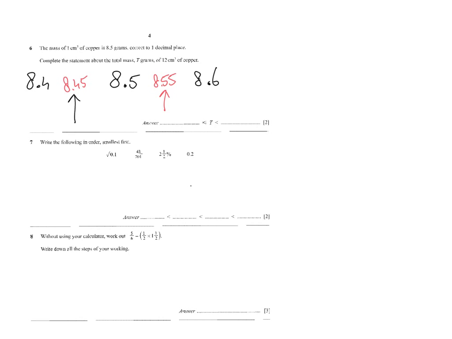Now to find the lower bound of the mass of 12 centimeter cubed, I multiply the lower bound by 12. So 8.45 times 12. All right. I'm going to grab my calculator for that. We are allowed to use it, so use it, but only if you have to. Times 12.